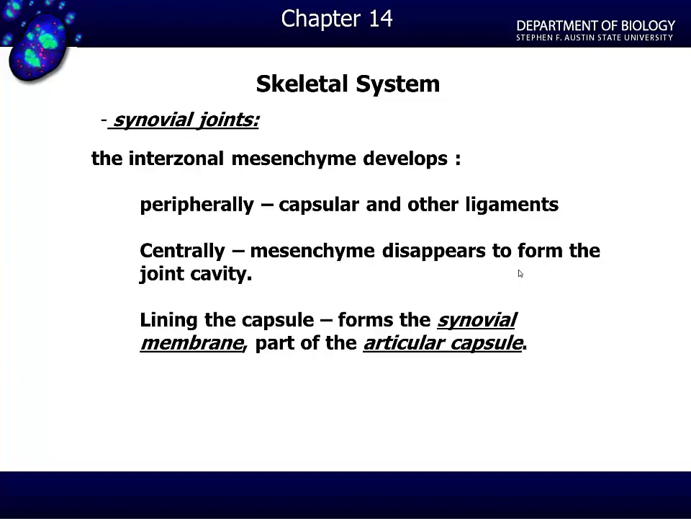So once again, as we walked through the illustration, we've got the peripheral condensed tissue that's going to be the capsule and those important ligaments. The central mesenchyme undergoes apoptosis, and then we have the synovial membrane lining the capsule, producing that all-important fluid that will be the shock absorber and the cushion for our knees.